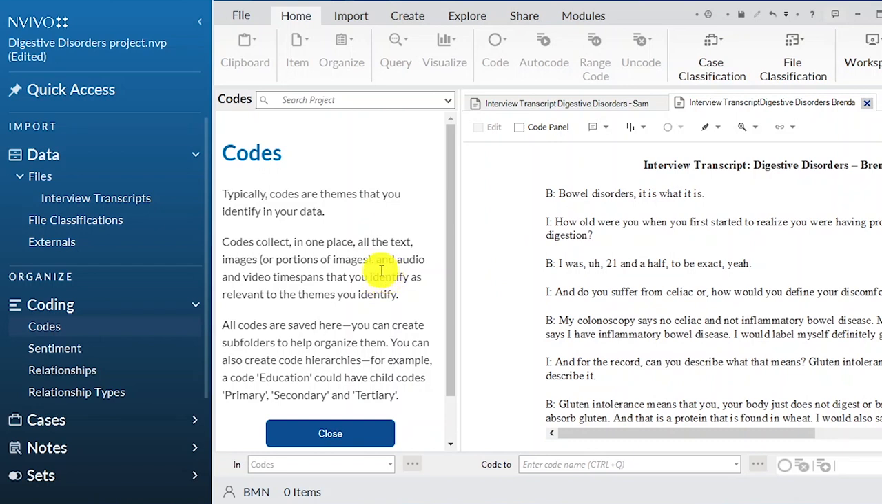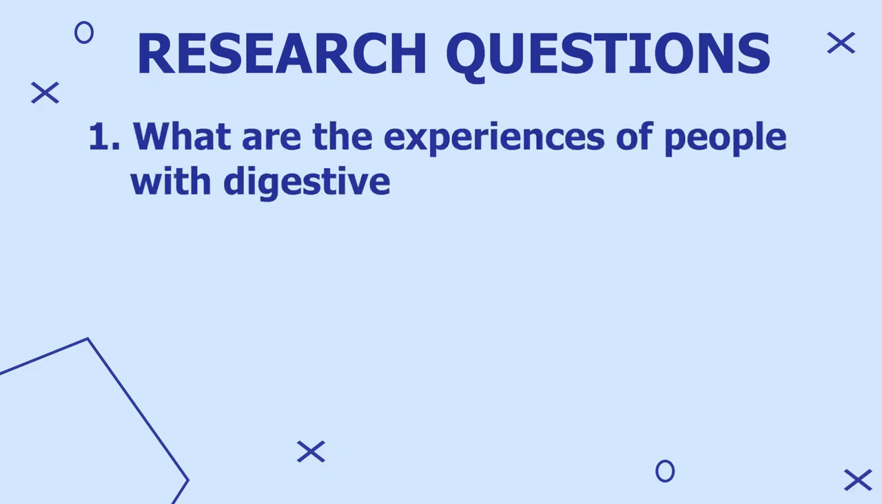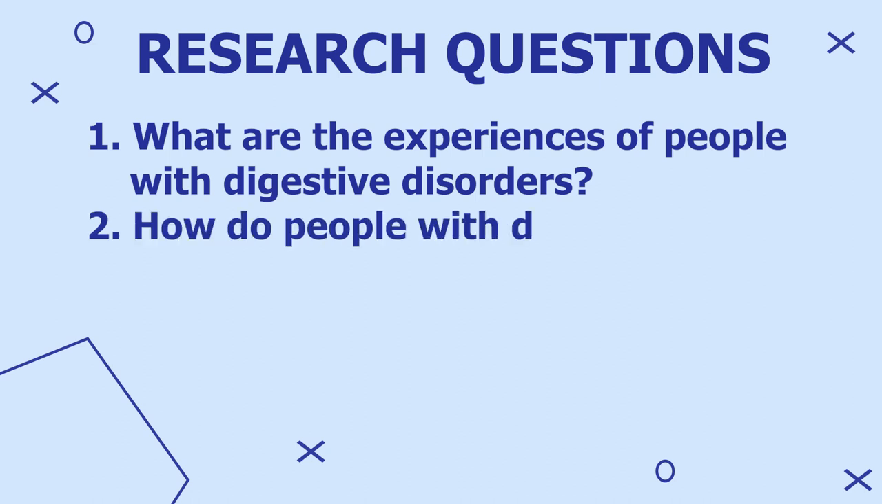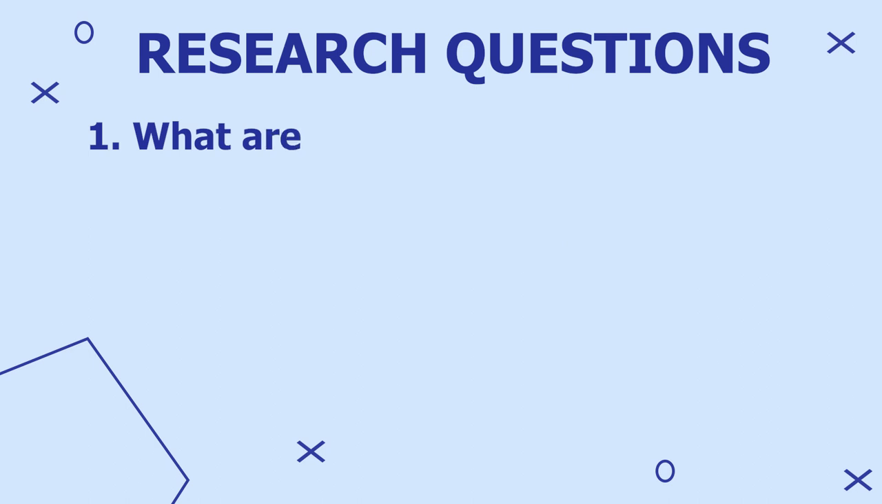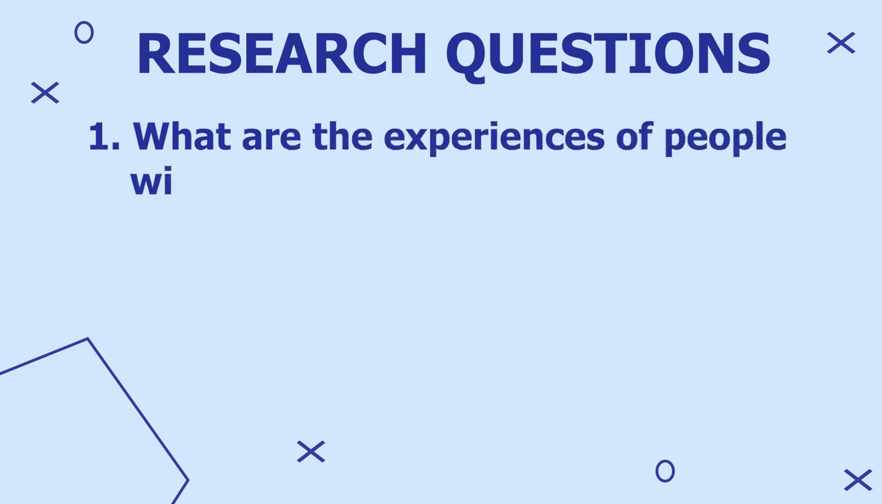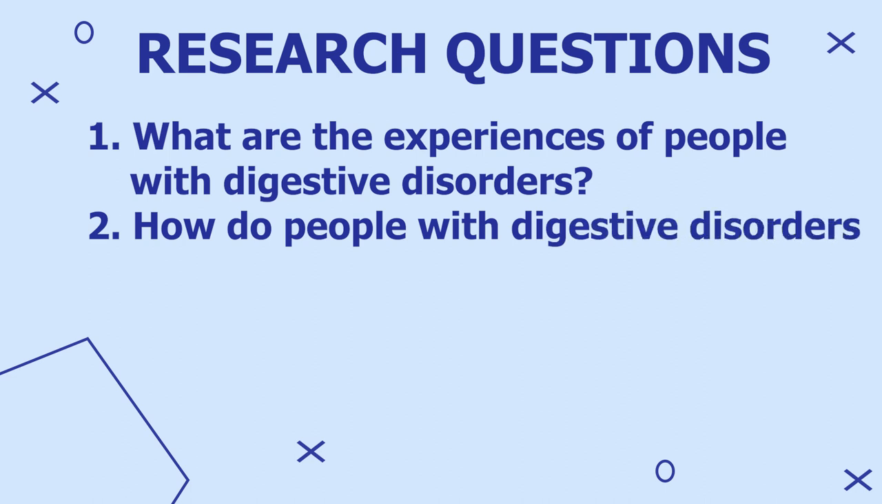In this case, the primary themes are evident because we have research questions that we want to focus on. So the research questions that you want to answer in your study will form the primary themes when coding the qualitative data in NVivo 14. So in this case, the two main research questions that will be considered in the coding process include: what are the experiences of people with digestive disorders? And the second question is, how do people with digestive disorders cope with them?